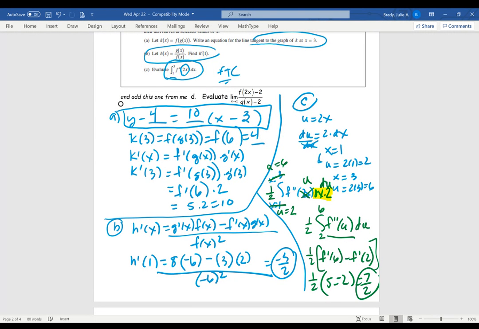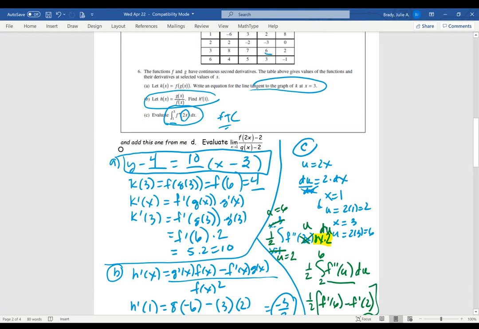All right, now let's try mine. Ready? Last one. Okay, so for a limit, the first thing you're going to try to do is just check. So if you put in a 1, f of 2 minus 2, and g of 1 minus 2, you look in the table, you get 0 over 0. So you're like, oh, I can't evaluate it, but I can use L'Hopital's.